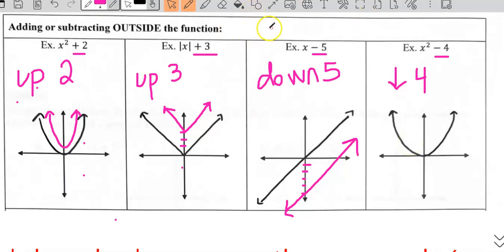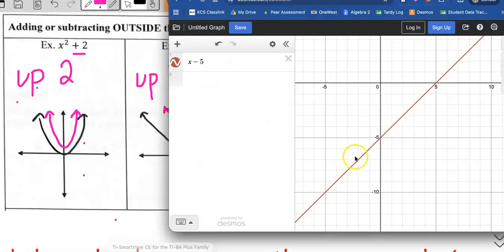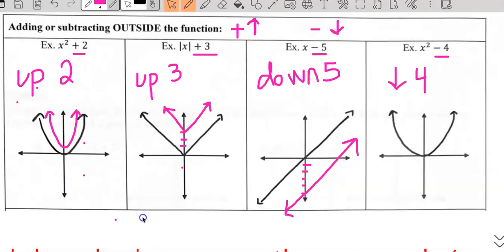So again, if you wanted to write a little blurb up here, if the number was positive, it went up. If the number was negative, it went down. Okay, so ultimately you guys are using Desmos to graph transformations and ultimately coming up with a conclusion of when a graph is shifted.